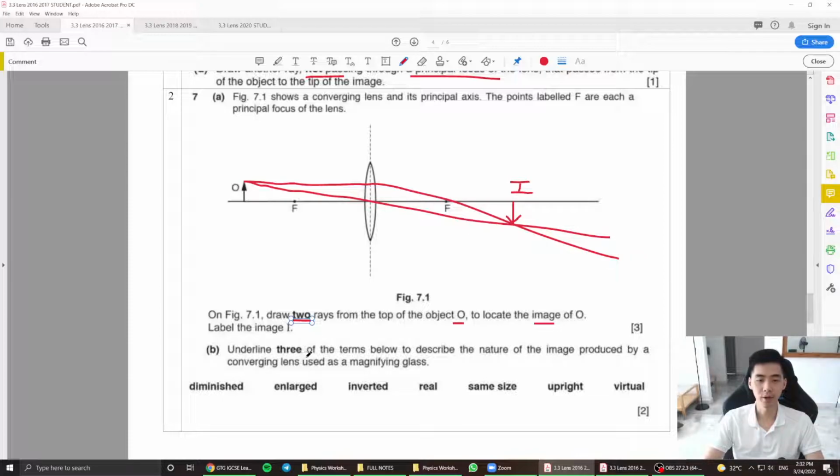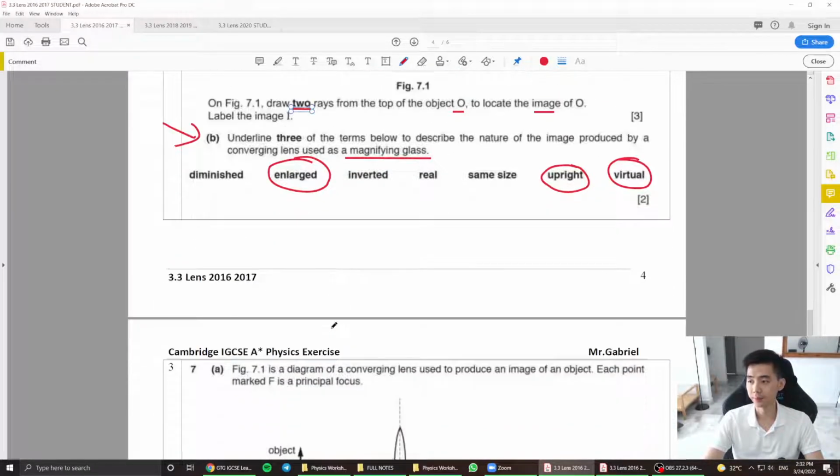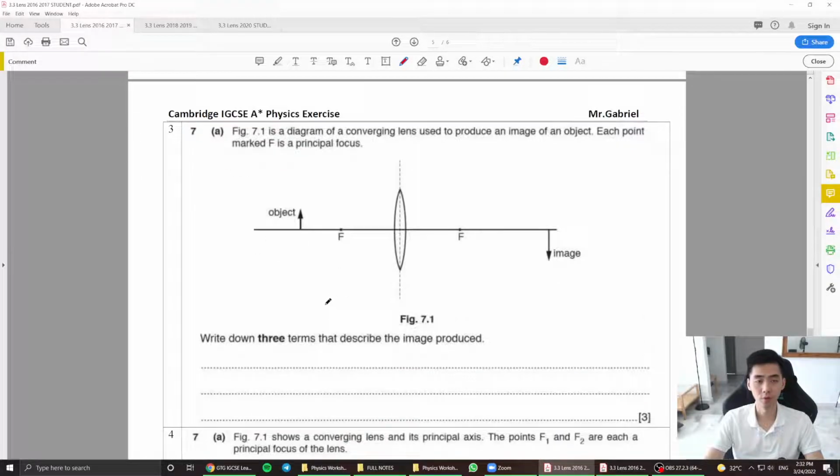So from here, underline three terms below to describe the nature of an image produced by a converging lens used as a magnifying glass. Magnifying glass is definitely going to be a larger image. It's definitely going to be upright, and it's going to be virtual. For those who cannot remember this, you can refer back to the notes. It's definitely going to be there. Alright, then moving on to the next part here.